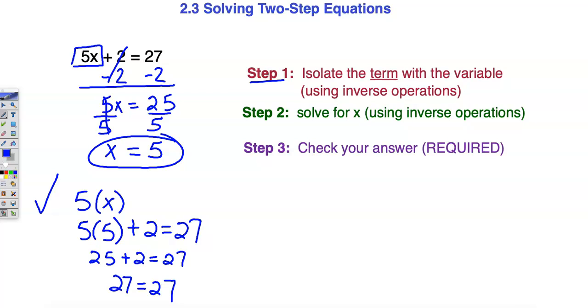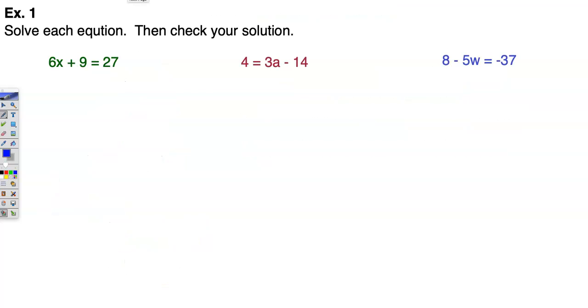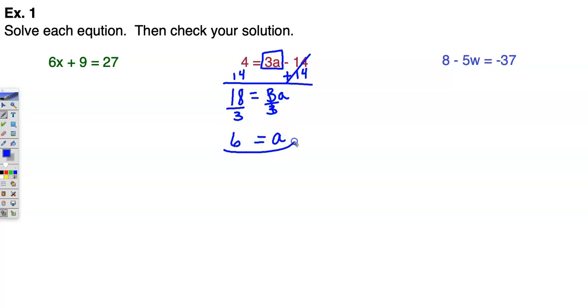Now we're going to go on to the next page. We're going to skip to this one in the middle here, and we're going to follow those same steps we just did. We're going to isolate 3a. Even though it's on the right-hand side of the equation, we're going to work this the same. We're going to get rid of minus 14 by adding 14 to both sides. So we end up with 18 equals 3a. Since it's 3 times a, we're going to divide each side by 3 to solve for a. So a equals 6.